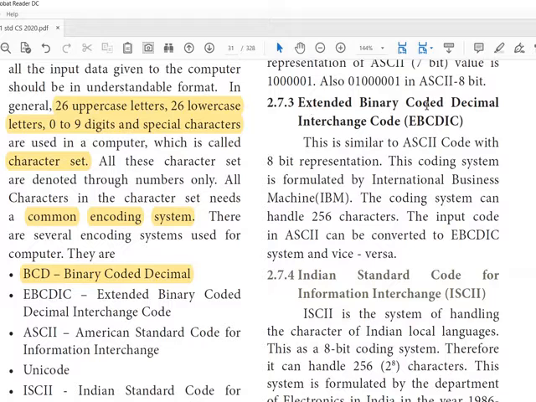Then Extended Binary Coded Decimal Interchange Code, EBCDIC. These things may come for 3 mark or 2 mark. Sometimes it may come for 5 mark as explain the encoding system. This is similar to ASCII code with 8-bit representation. This coding system is formulated by IBM, International Business Machines. The coding system can handle 256 characters. The input code in ASCII can be converted to EBCDIC and vice versa.